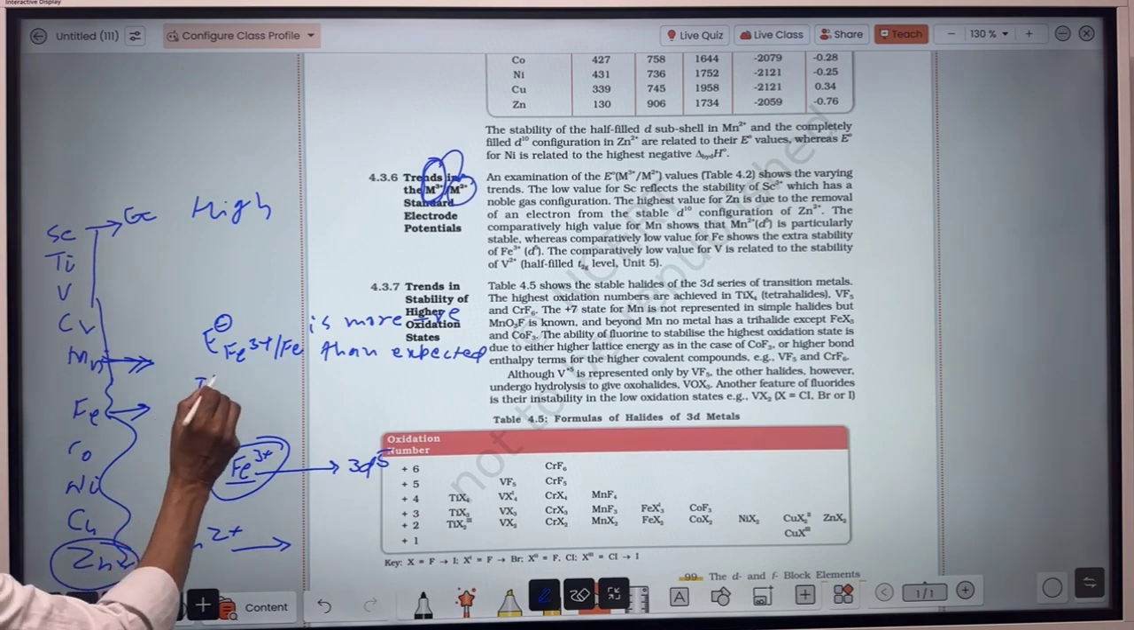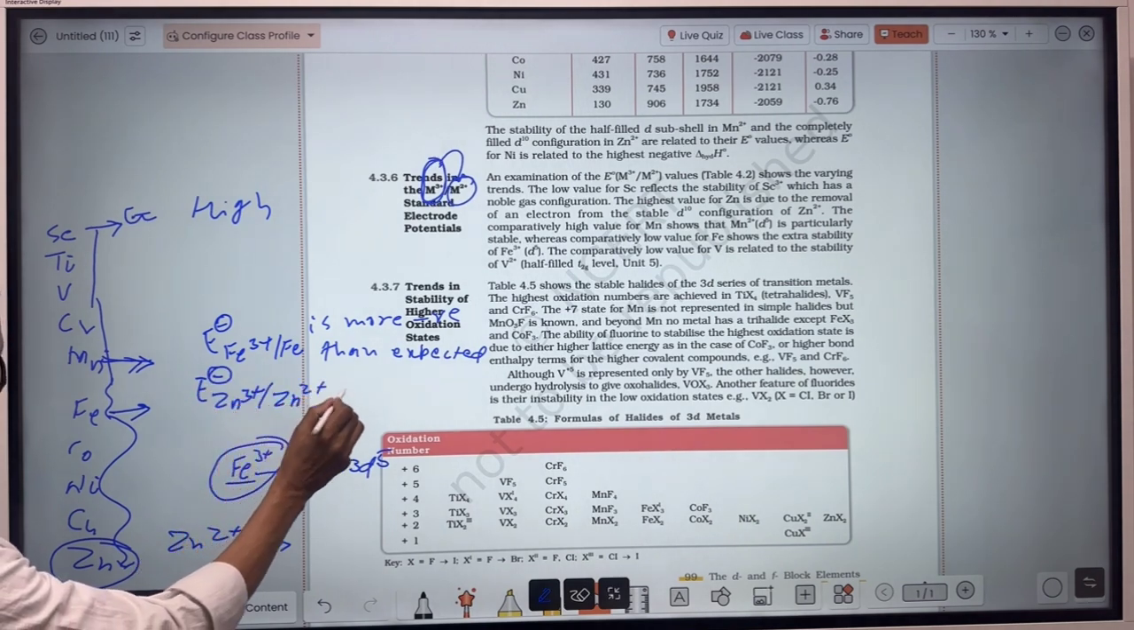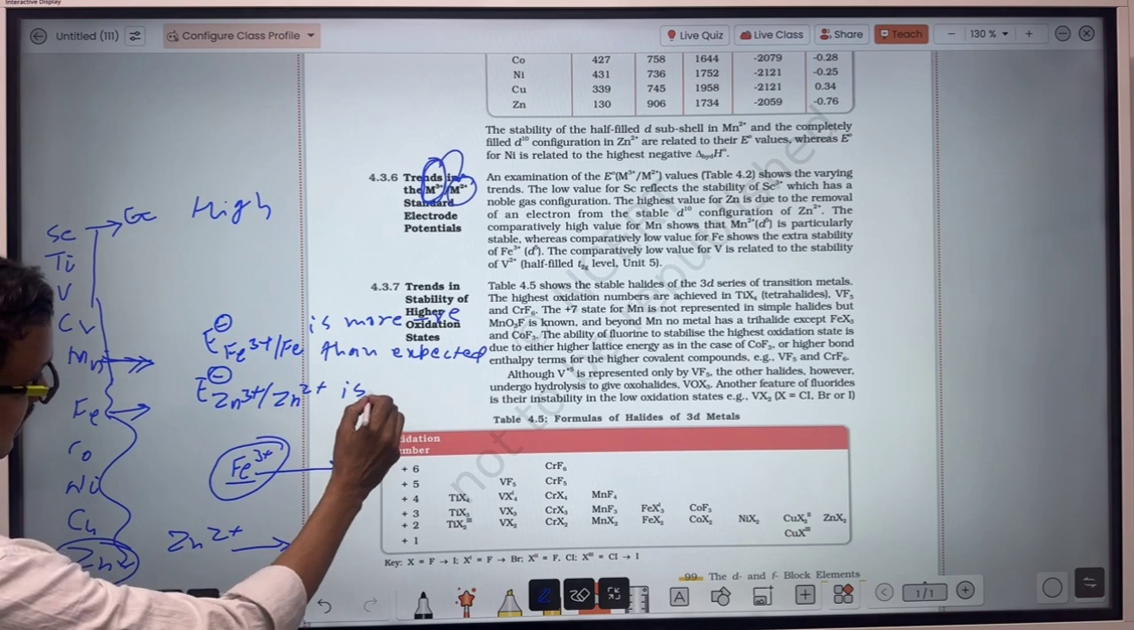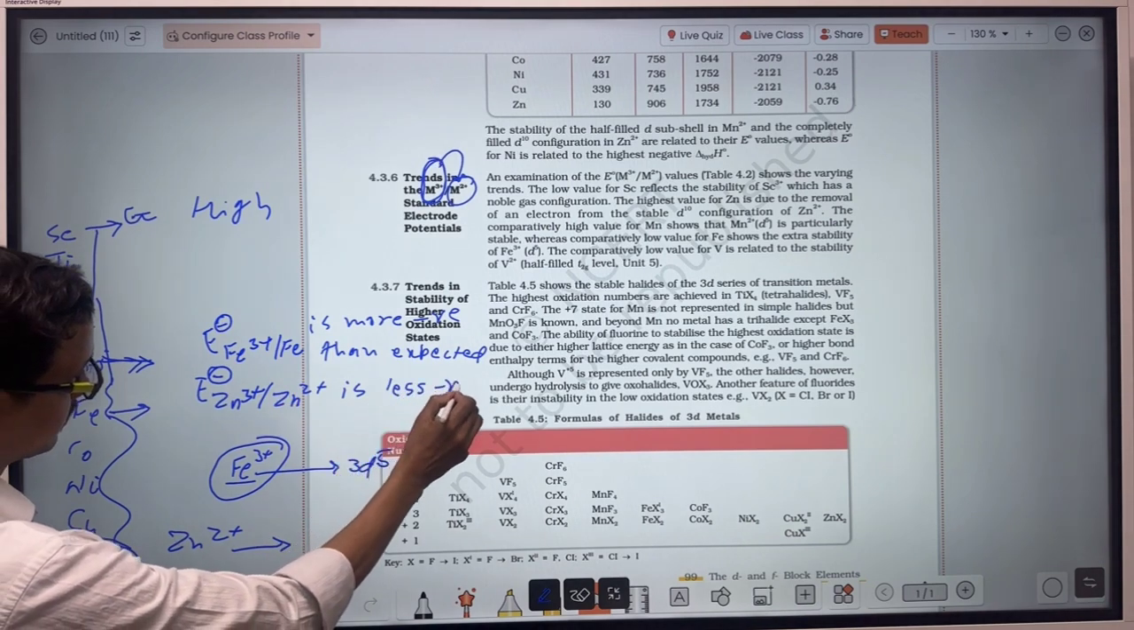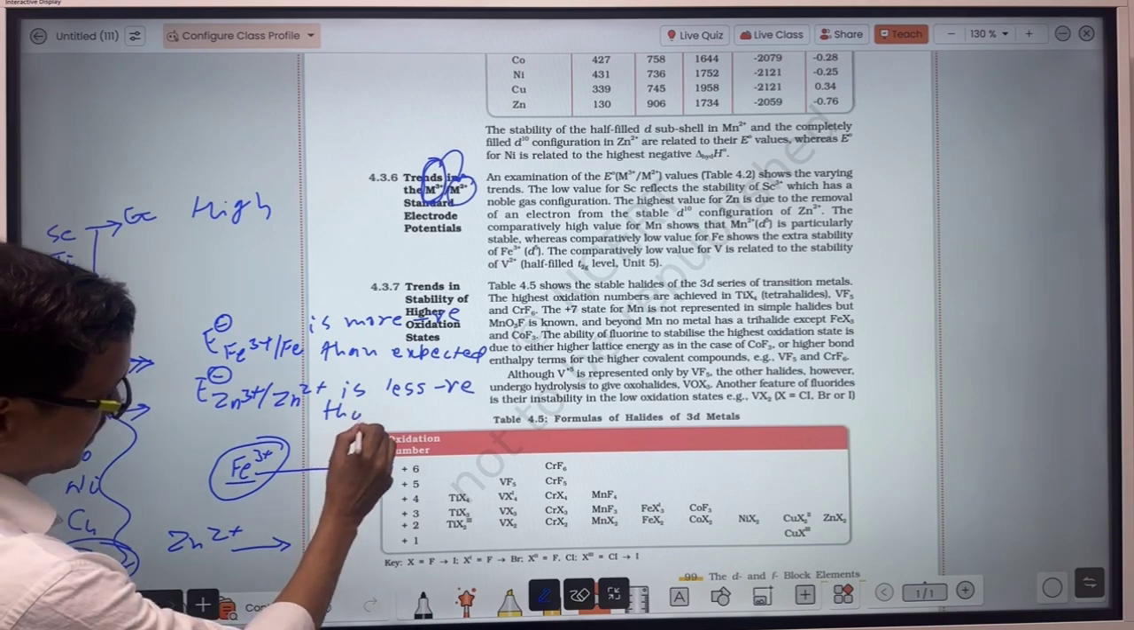So the standard electrode potential of Zn3+/Zn2+ is less negative than expected, and that will actually be positive.